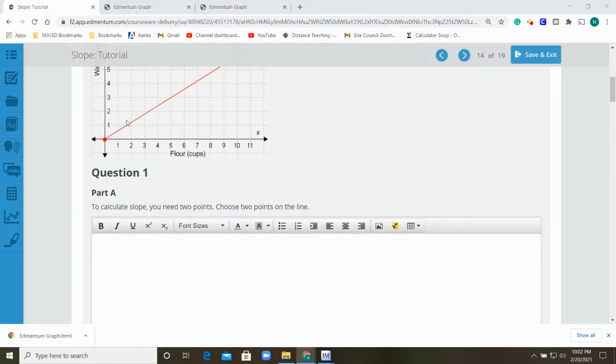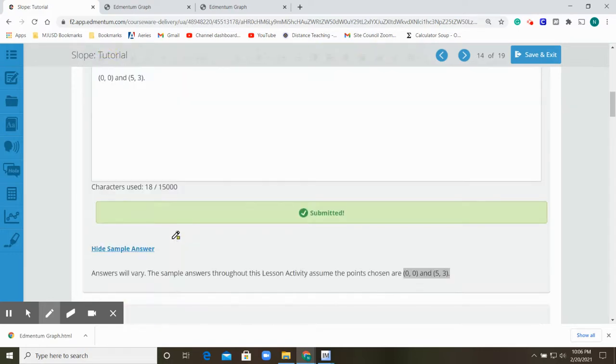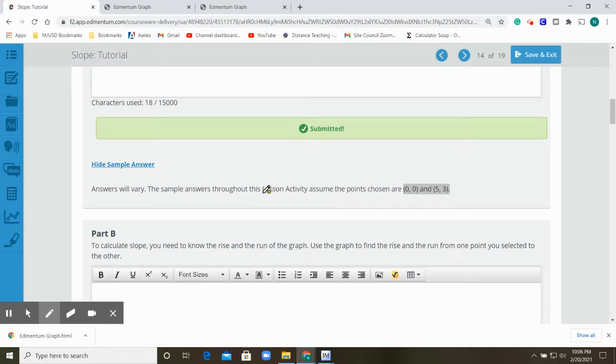2 points on the line. Don't think we can just click it? Nope, we can't. So the first point that I selected was right here. 0 and 0. 0 up and 0 over. The second spot on the line that I chose was 5, 3. 5 cups of flour for 3 cups of water. It says that the answers throughout this lesson activity assume the points chosen are 0, 0, and 5, 3. So I went with that.